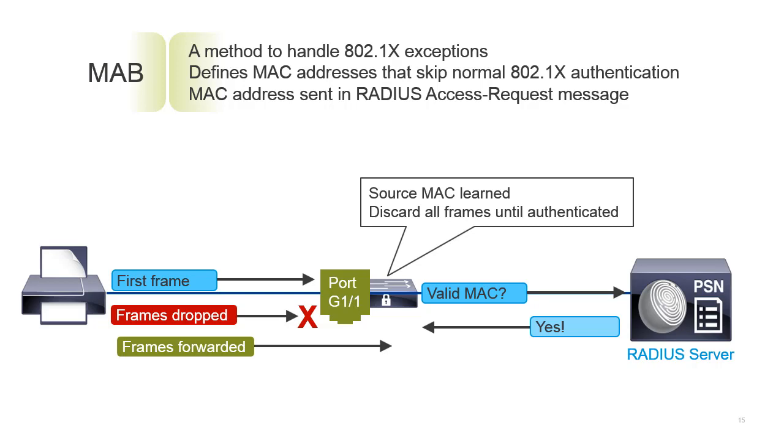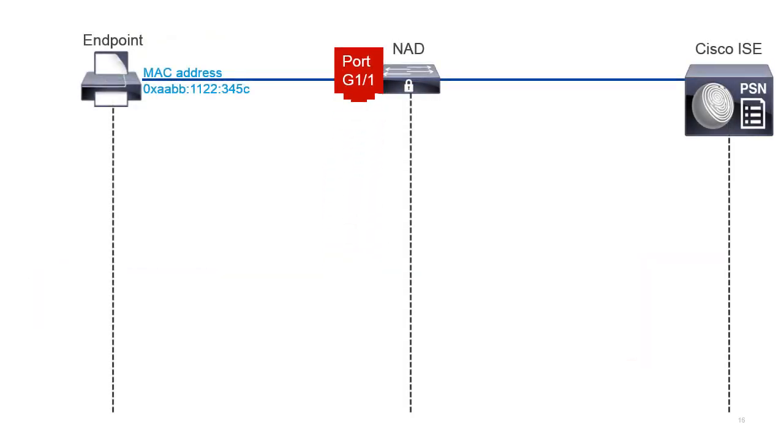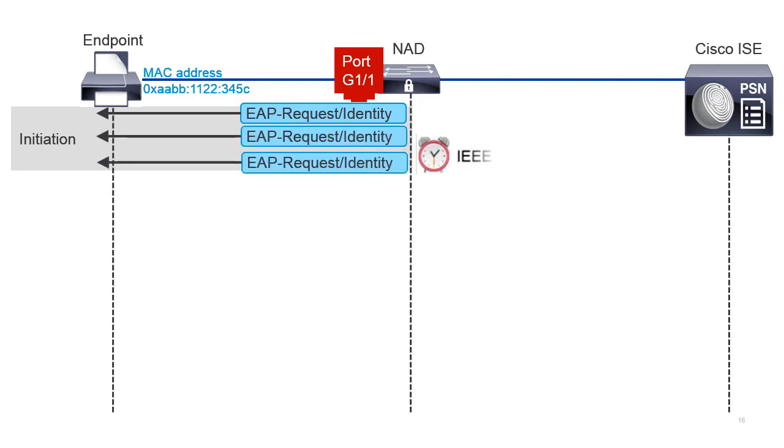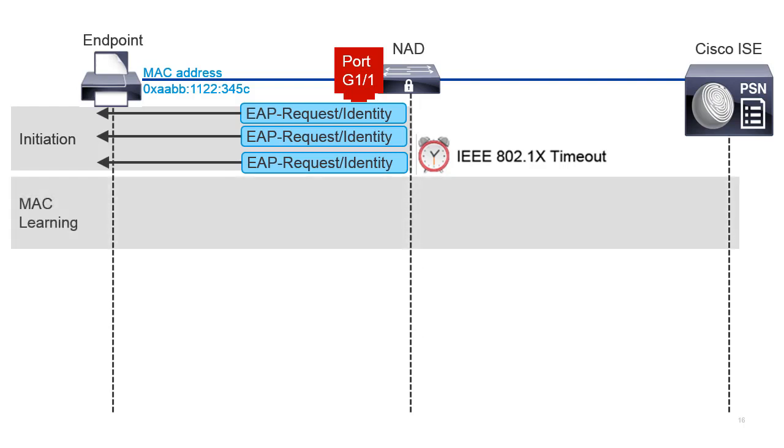Okay, let's look at a scenario where MAB acts as a fallback mechanism to 802.1x. In the initiation phase, the switch detects port link up and initiates authentication by sending an EAP request identity message. If the switch does not receive a response, it retransmits the request. Eventually, 802.1x times out and the switch proceeds on to MAB. In the MAC address learning phase, the switch allows the port to accept a single frame and thus learns the endpoint MAC address. Now, this and all prior frames are discarded.